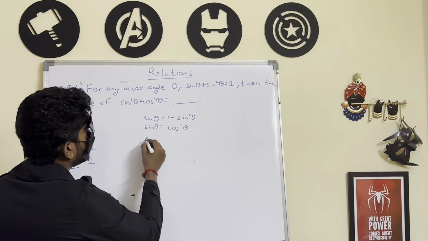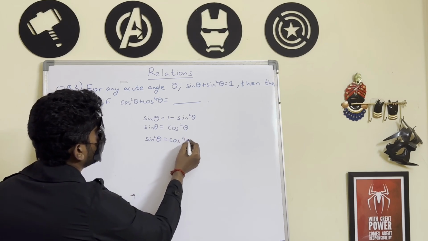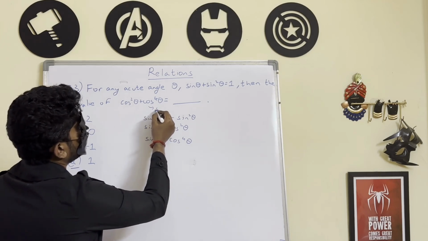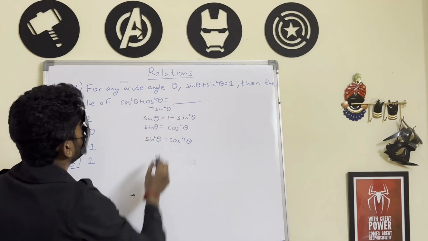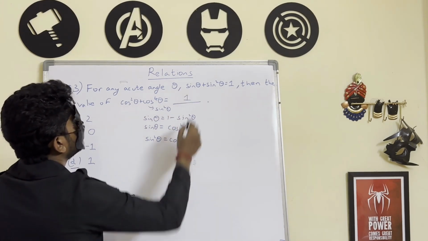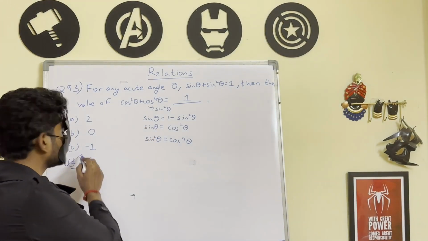And squaring on both the sides, this is nothing but sin square theta is equal to cos power 4 theta. So here instead of cos power 4 theta, I can write sin square theta. So this will be nothing but cos square theta plus sin square theta. So cos square theta plus sin square theta is nothing but equal to 1. So option D is right.